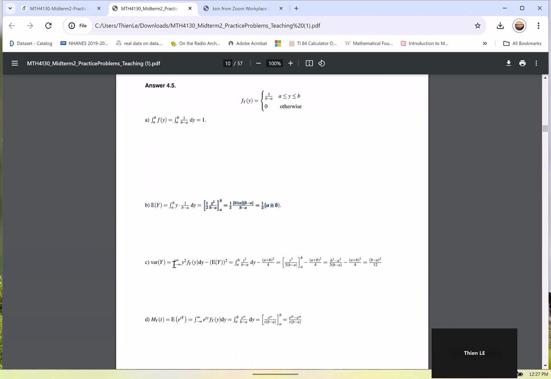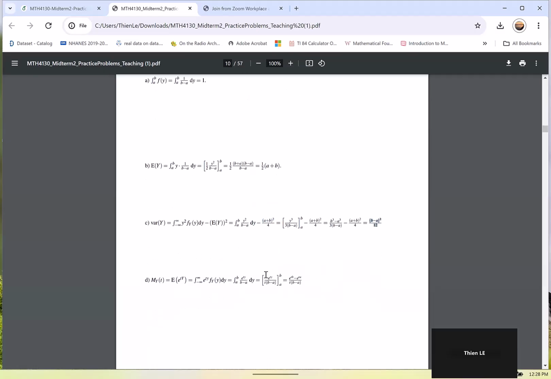For the variance, we use the shortcut formula: E of y squared subtract the square of E of y, the square of the mean. So it will be this fashion, and then you plug in and you should be able to achieve this result. For the moment generating function, it's just following the definition. Again, just some simple plugin, and you will get to this. You can confirm all of those step by step.